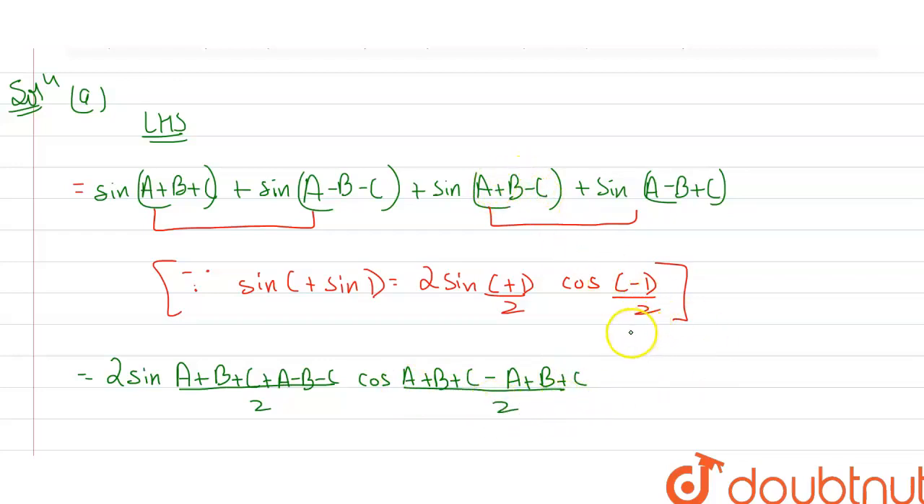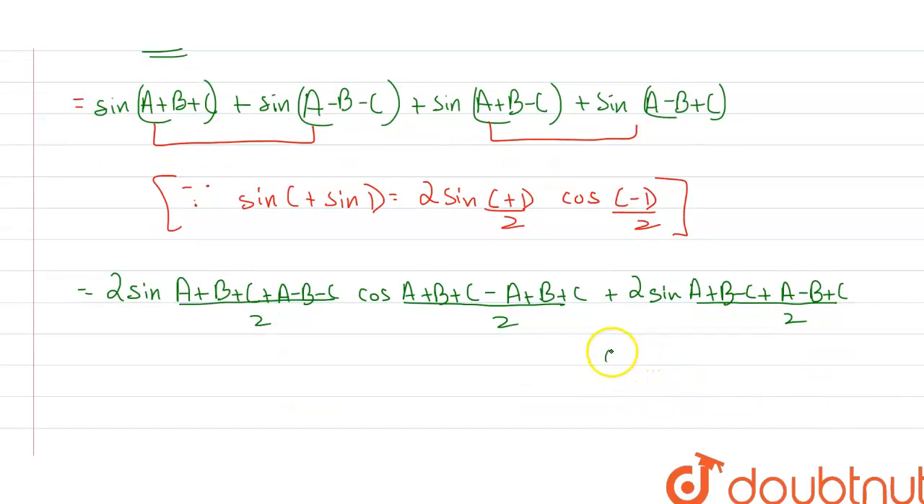Now similarly on the second pair, this can be done as plus 2 sin((A+B-C) plus (A-B+C)) divided by 2. Another part is cos, which can be done as cos of ((A+B-C) minus (A-B+C)) divided by 2, giving minus A plus B minus C. These are all the angle values here.